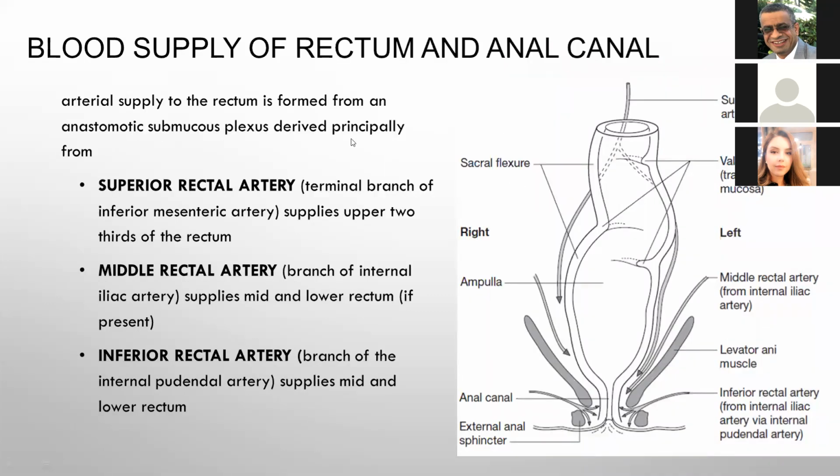Blood supply of the rectum and anal canal comes from the superior, middle, and inferior rectal arteries. The superior rectal artery, which is the terminal branch of the inferior mesenteric artery, supplies about two-thirds of the rectum. The middle rectal artery, a branch of the internal iliac, supplies the mid and lower rectum, and the inferior rectal artery, a branch of the internal pudendal, supplies the lower rectum and anal canal.